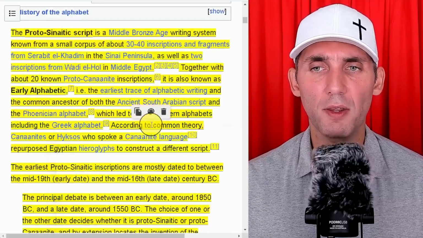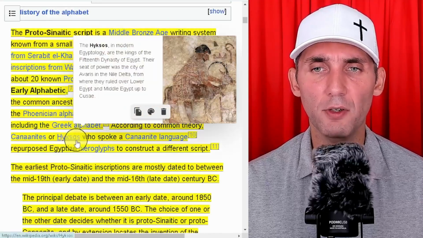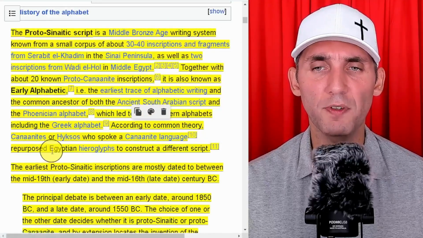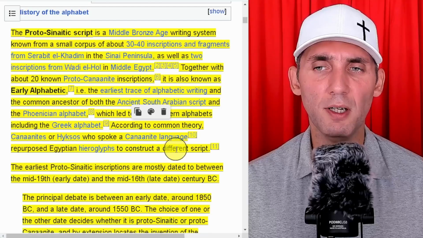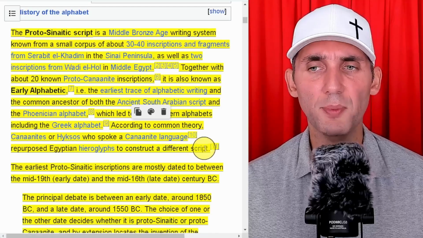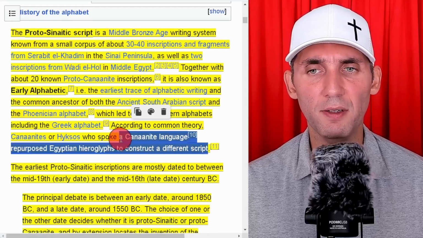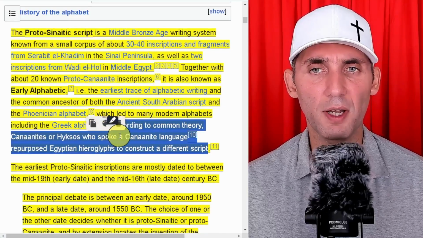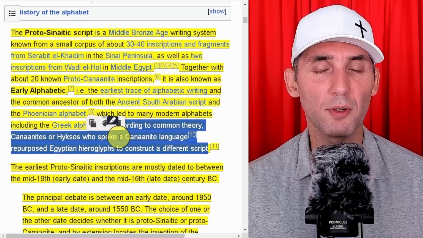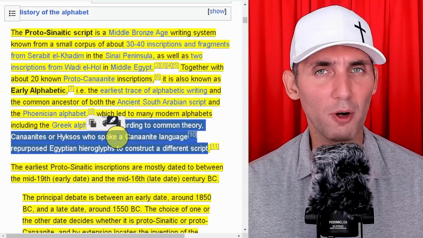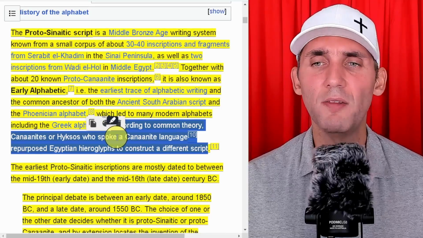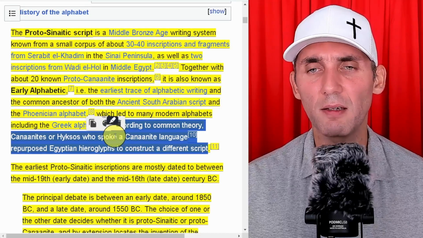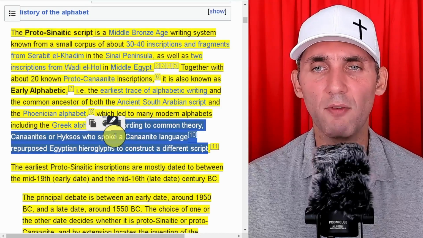According to common theory, Canaanites or Hyksos who spoke a Canaanite language repurposed Egyptian hieroglyphs to construct a different script. Egypt had its hieroglyphs, so you have to understand that these people were all in contact with one another, and the Hebrews and the Israelites were in Egypt for quite a while. Of course, they weren't there for 400 years like we looked at previously, but they were there for enough time to take their customs and their alphabets and so on.